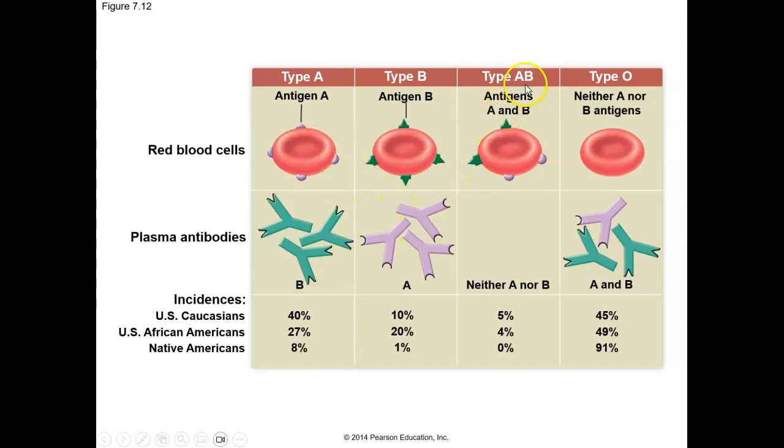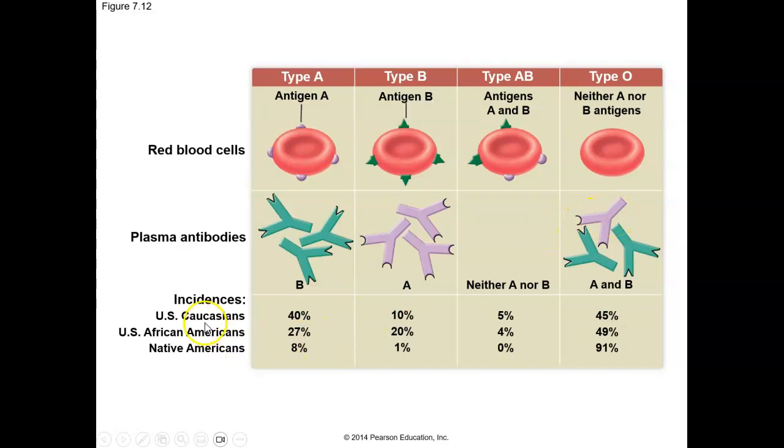Now, somebody who has type AB blood, they have A antigens and they have B antigens. So they don't make A or B antibodies because then they'd be fighting off themselves. You don't want to fight off yourself. So they don't make A or B antibodies. And then somebody with type O, both A and B are foreign to them. So they're going to fight off any blood cells that have A or B. They're going to make A and B antibodies.